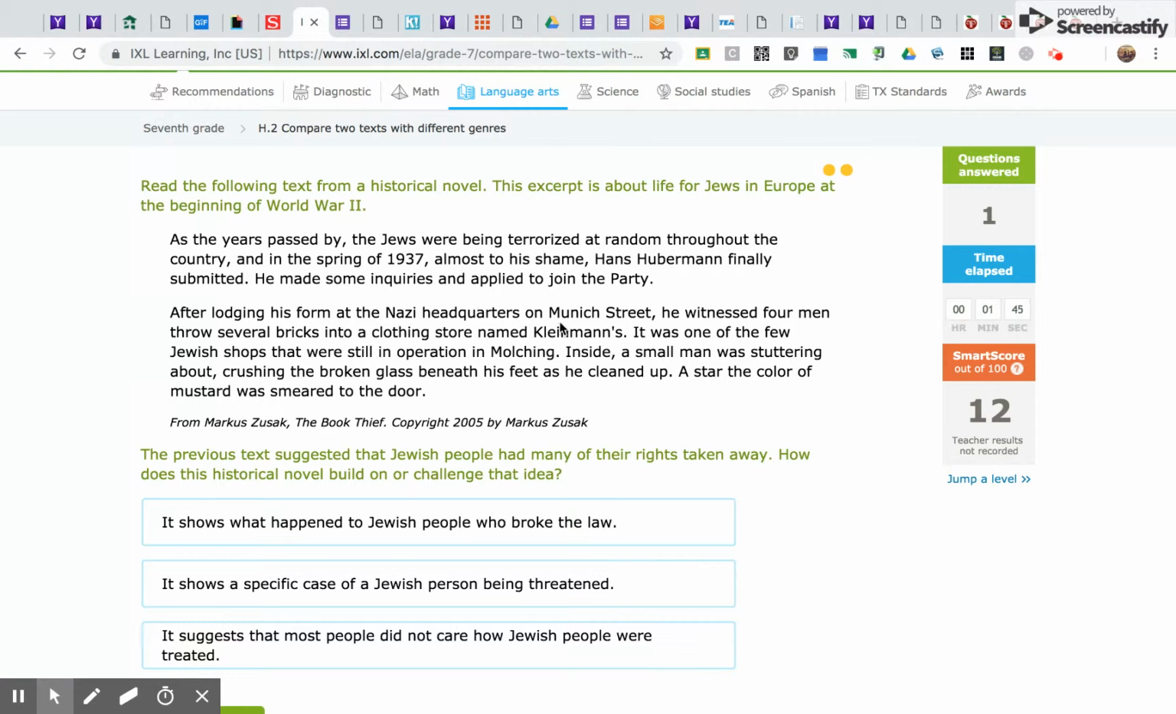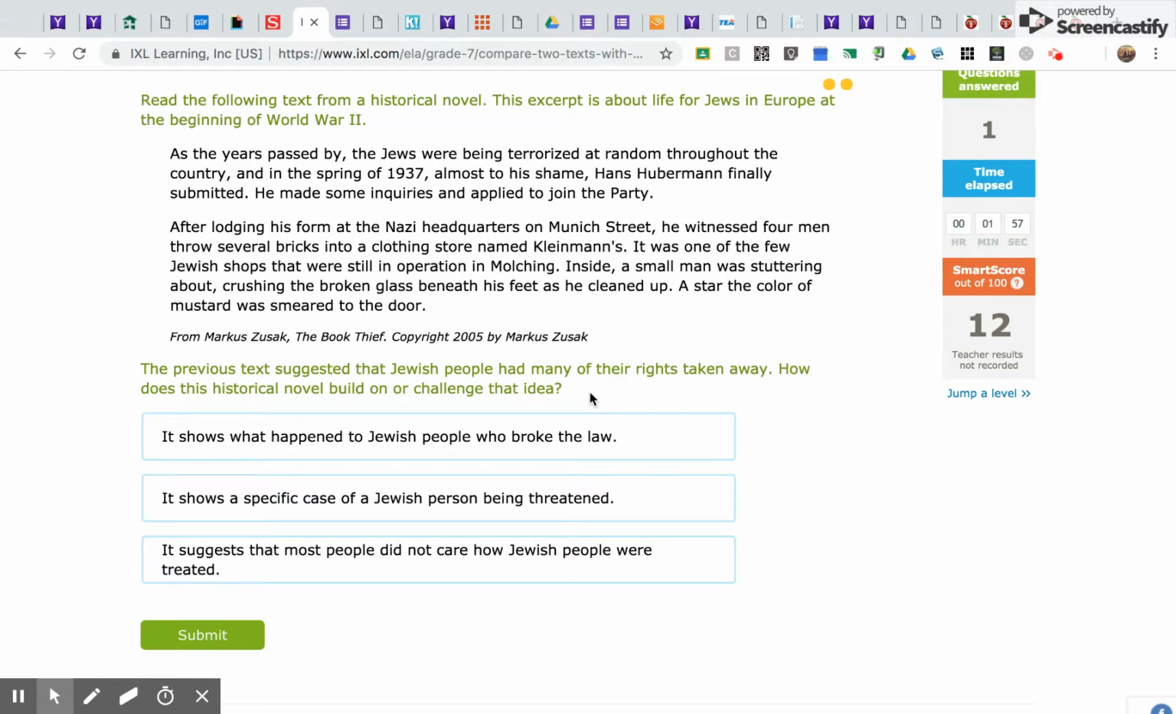So let's see. He witnessed men throw several bricks into a clothing store. It was one of the few Jewish shops that were still in operation. Inside, a small man was stuttering about crushing glass. A star the color of mustard was smeared to the door.